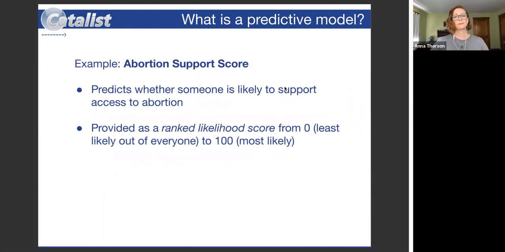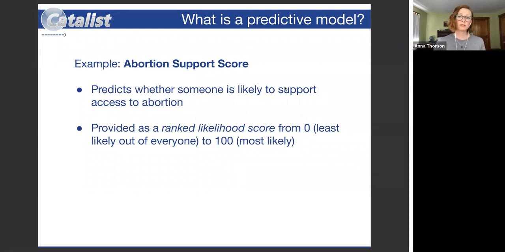So here's an example of a model. All of these models are models that Catalist provides. These are real scores that I'm talking about today. But let's take for an example the abortion support score. This is a model that predicts whether someone is likely to support access to abortion. And this is provided for every person on the voter file as a score from 0, which means least likely out of everybody, to 100, which means most likely.